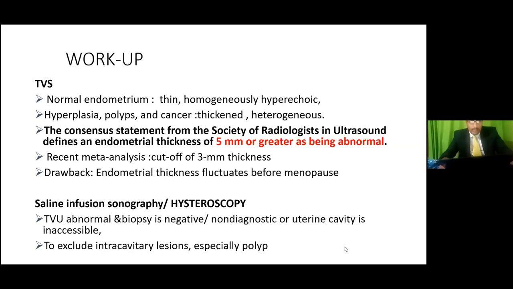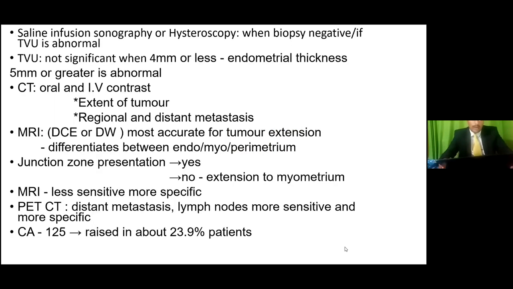And if these are inconclusive, if there are some doubts, then we can go for saline infusion sonography or hysteroscopy, when the transvaginal ultrasound is abnormal and the biopsy is negative or non-diagnostic, or the uterine cavity needs a next-level look. So we do saline infusion sonography and hysteroscopy to exclude any intracavity lesion, especially polyps, which can be malignant.